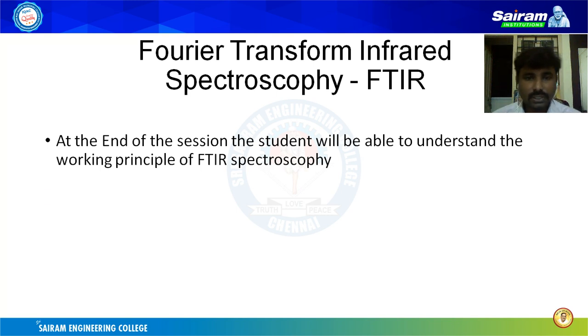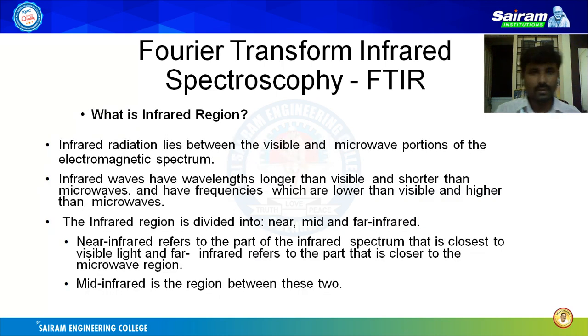At the end of the session, the students will be able to understand the working principle of FTIR spectroscopy. Before knowing about FTIR, first you should know what the infrared region is. The infrared region lies between the visible and microwave portions of the electromagnetic spectrum. Infrared waves have wavelengths longer than visible and shorter than microwaves, and have frequencies lower than visible and higher than microwaves. It is divided into near, mid and far infrared.